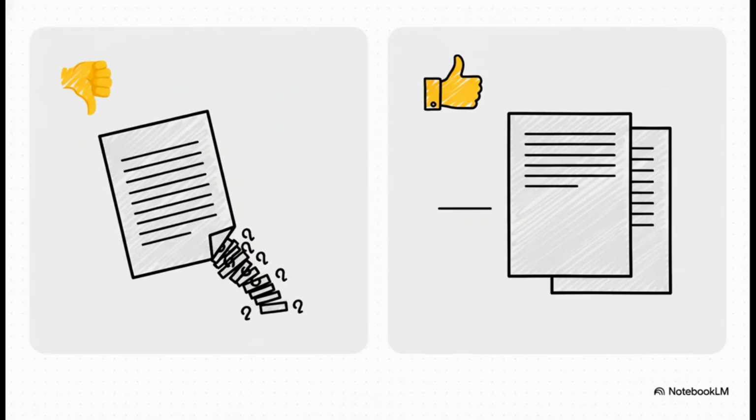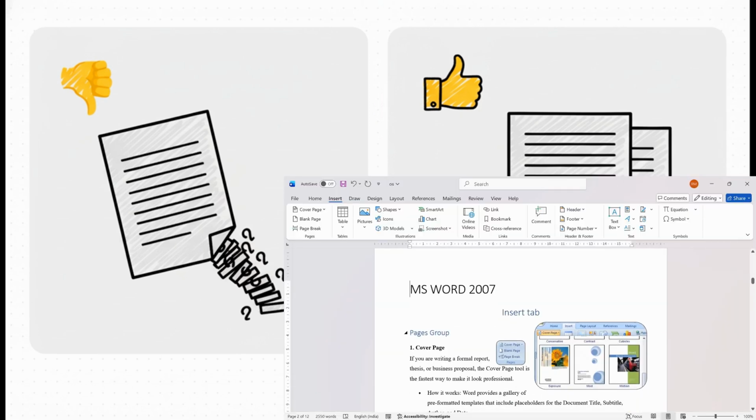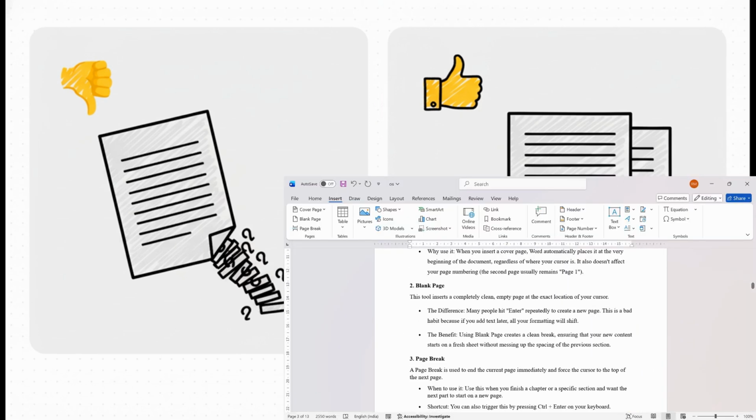Look, we have all done this, right? You want to start a new section on a new page, so you just hit the Enter key a dozen times. The problem is, that creates this incredibly fragile layout. It's like a tower of empty lines that can collapse the moment you edit anything above it. The correct professional way is to use a page break. It inserts a clean, definitive break that preserves your layout no matter what.